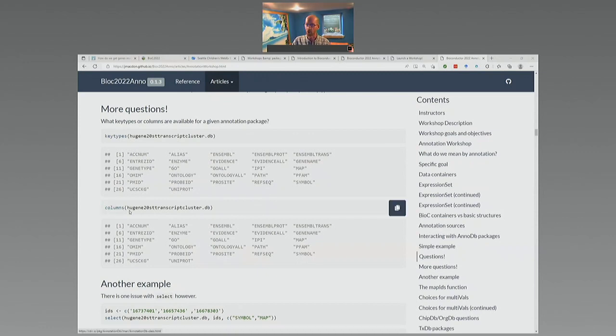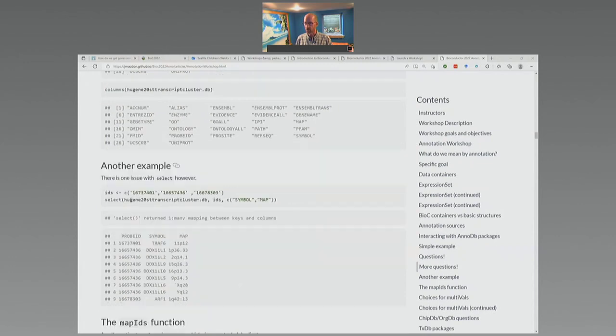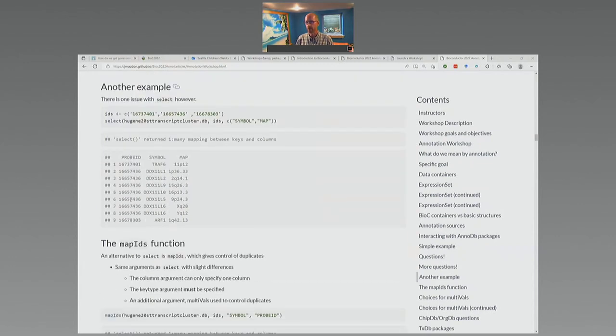And then there's a function called columns that will tell you all of the things that you can get out of the database. It just so happens that the columns and the keys for this particular package are the same exact thing. So you can map either way. You can do accession number to GO term or GO term to accession number. You can go either way. So there's one example with select.